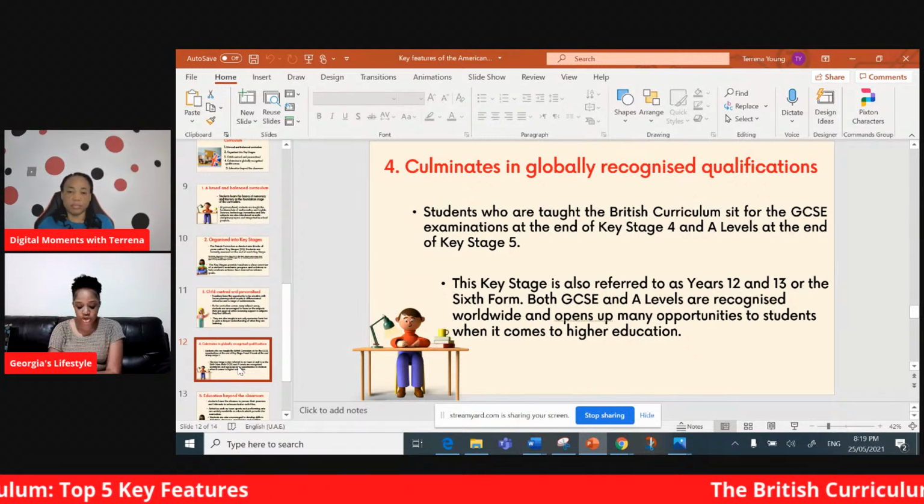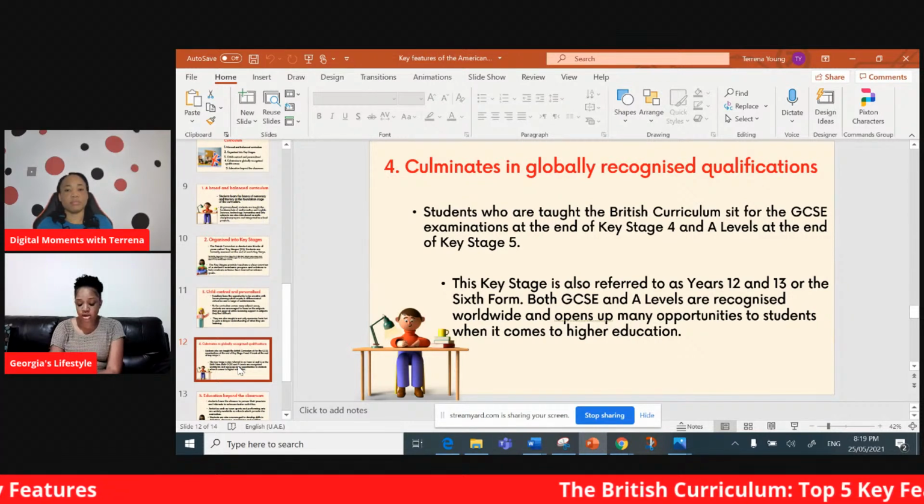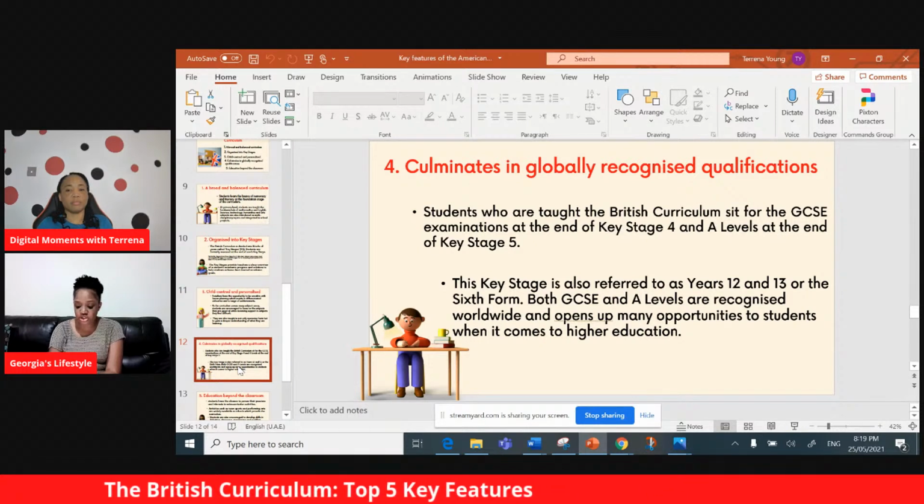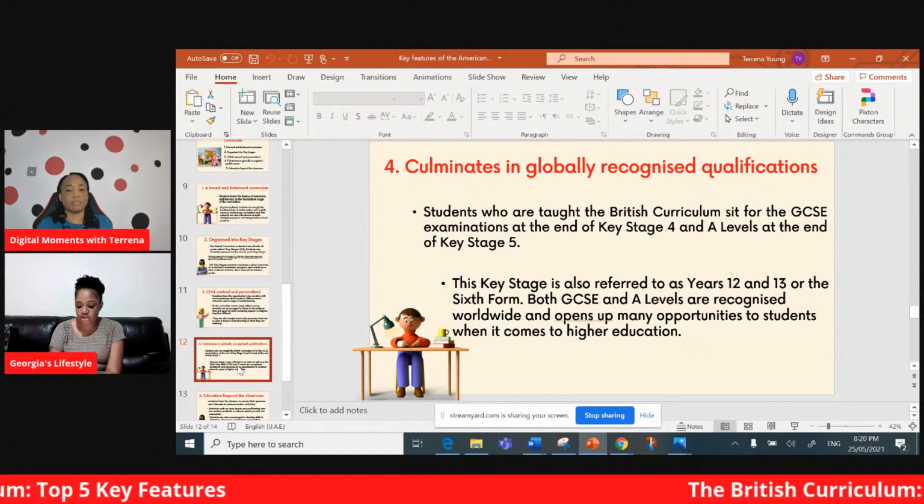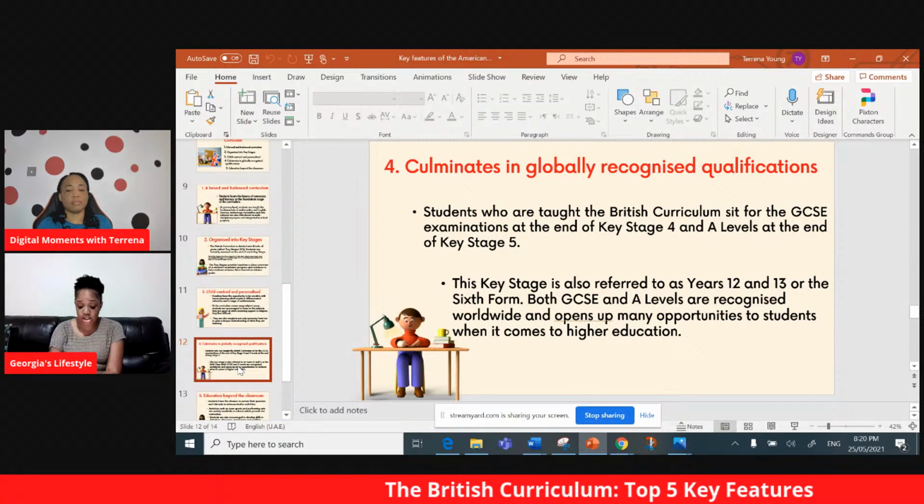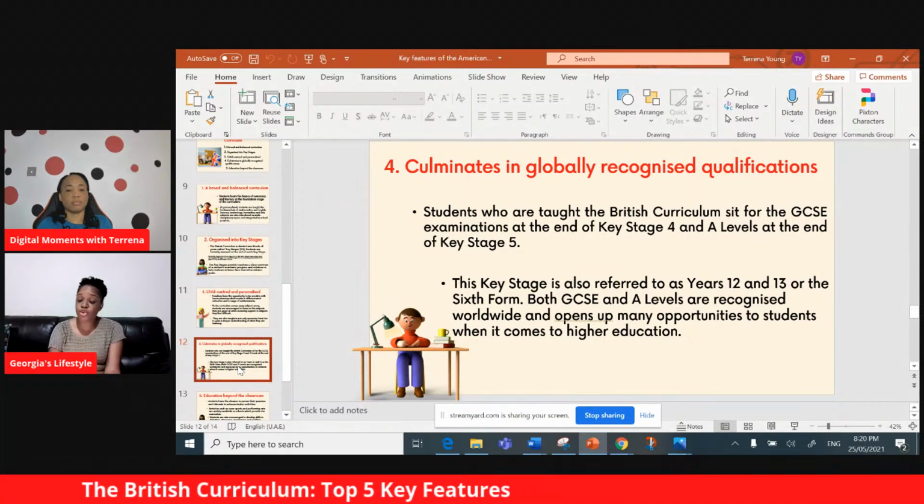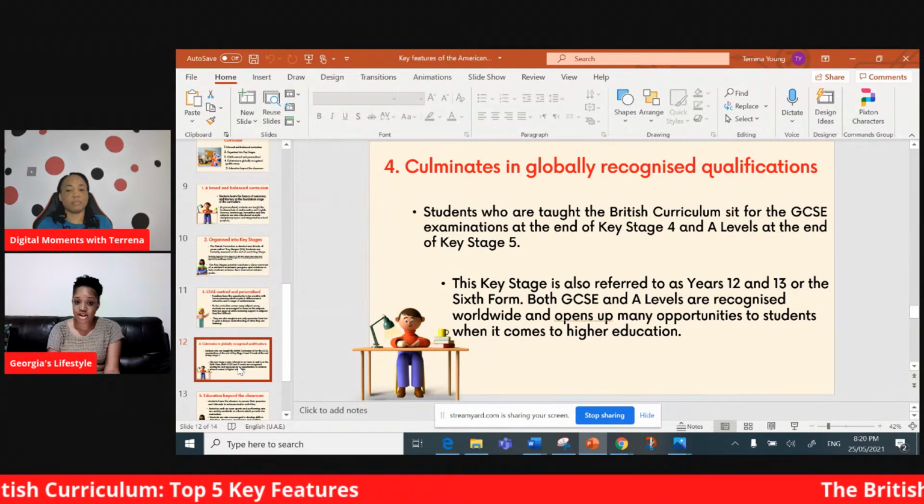The British curriculum culminates in globally recognized qualifications. Students who are taught the British curriculum sit for the GCSE examinations at the end of Key Stage 4 and A levels at the end of Key Stage 5. So if you are watching from Jamaica, of course you know that the kids there do the GCSE.